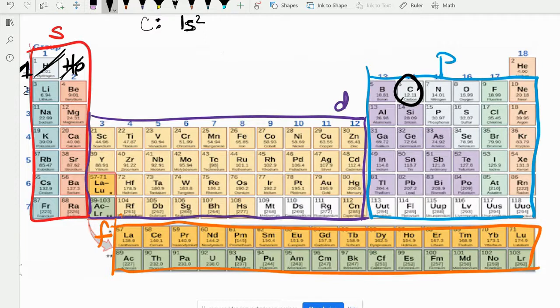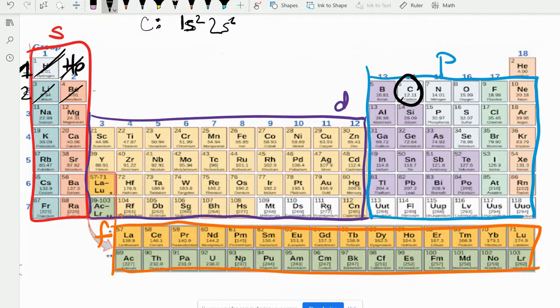Okay, now we're going to go down to the second row. So I'm going to put a 2 over here. And we're going to count off 1, 2, lithium and beryllium. Those are also in the S block. So you're going to do 2, S, 2. That 2 comes from you counting them off.